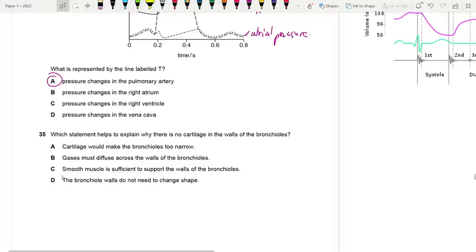Next, which statement helps to explain why there is no cartilage in the walls of bronchioles? Why do we need cartilage in the trachea? To keep it open. So in bronchioles, we mainly have smooth muscles. They contract and relax to regulate the flow of air. So D is wrong because the smooth muscles change shape. Gases must diffuse. This is also wrong. C is the best answer. A, cartilage would make the bronchioles too narrow. This doesn't make sense. It would actually make them too wide.